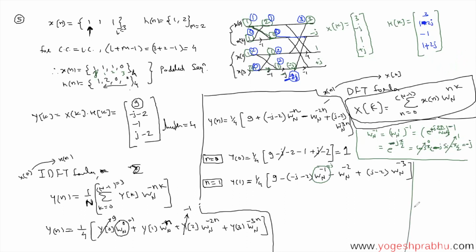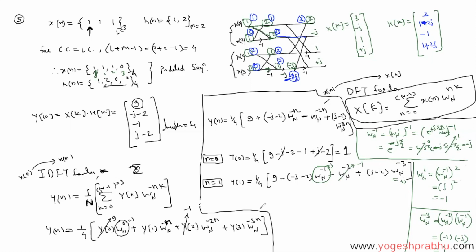Okay. Now wn to the 2 is just wn to the 1, negative 2, right? wn to the negative 1 squared, right? wn to the negative 1 is j. So it's j square, and j square is minus 1. That's wn to the negative 2, that's minus 1. And wn to the 3 is wn to the negative 2 times wn to the negative 1. And wn to the negative 2 is negative 1, and that's negative j. That's just a positive j, this value.